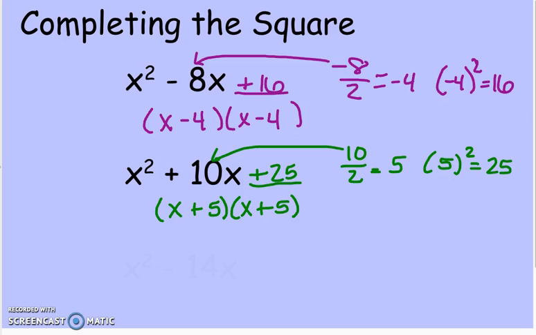Okay, one more example for good luck here. x squared minus 14x. So one more time, we are looking for the third term that would make this a perfect square trinomial.